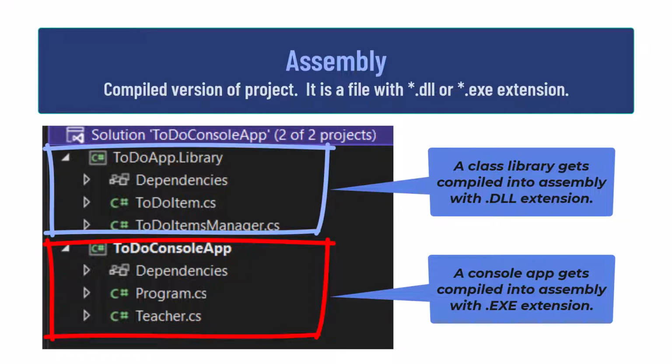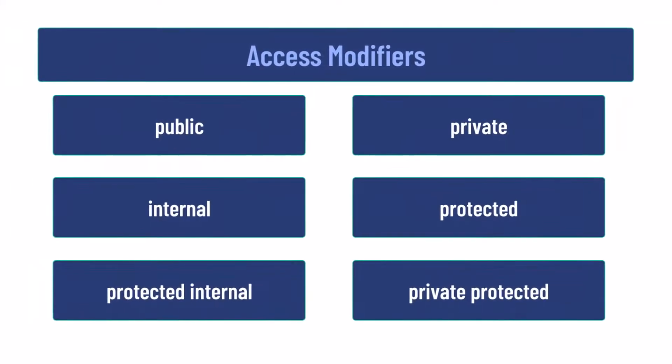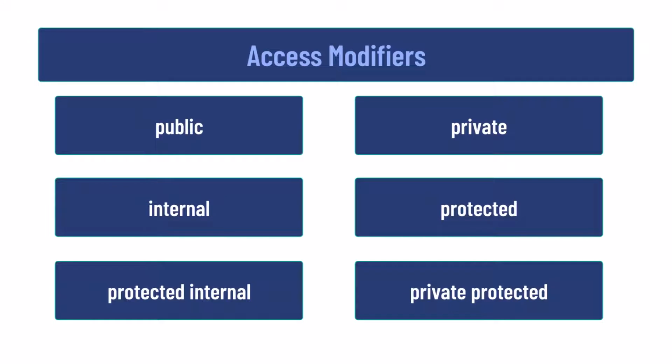Now, assembly itself is a very big topic, and it is one of the core concepts in .NET. But the information that I have given should be sufficient for you to understand access modifiers. As of today, C# supports 6 different access modifiers, and they are public, private, internal, protected, protected internal, and private protected. In the coming sections, we are going to discuss these keywords one by one.